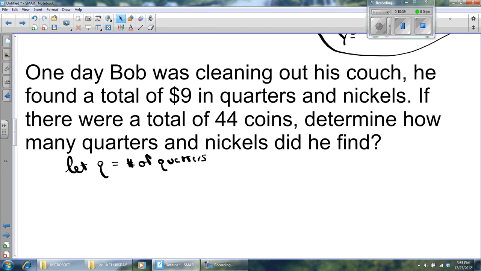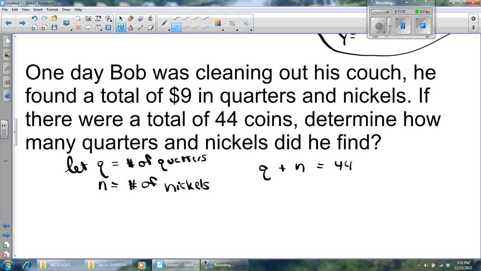All right, so let's see here. Get my pen back up. Let Q be the number of quarters. N is going to equal the number of nickels, right? I can write my first equation. I'm going to do Q plus N. Number of quarters plus the number of nickels must equal 44.